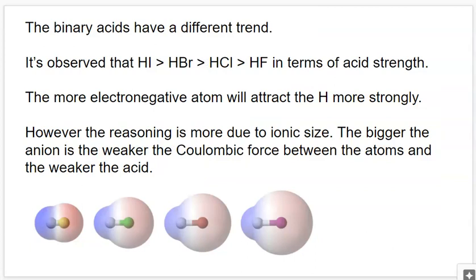All right, and the binary acids have a bit of a different trend. If we look at acid strengths, it's observed that HI is stronger than HBr, which is stronger than HCl, which is stronger than HF in terms of acid strength.